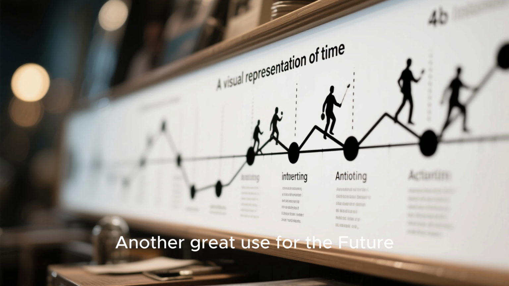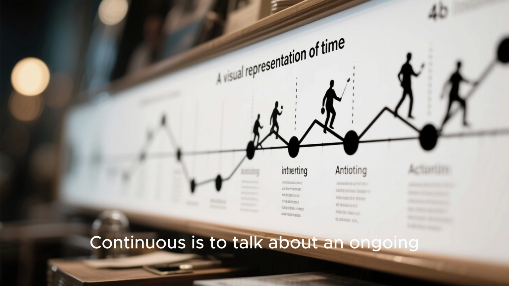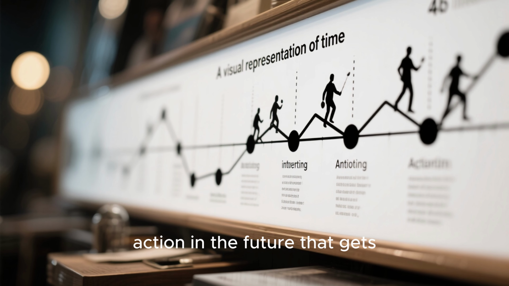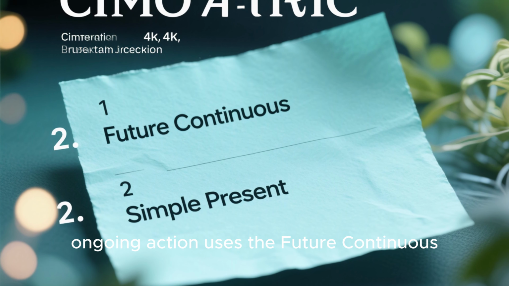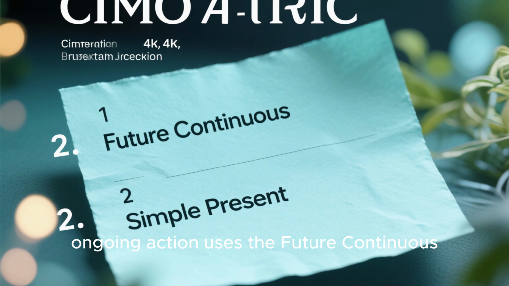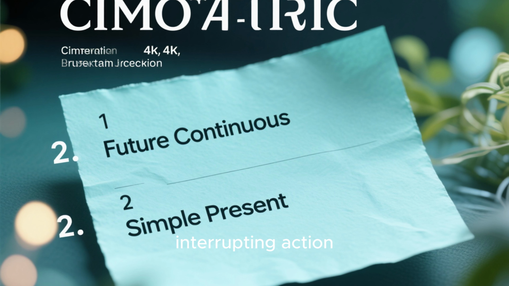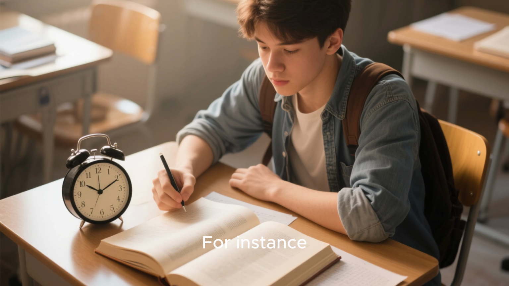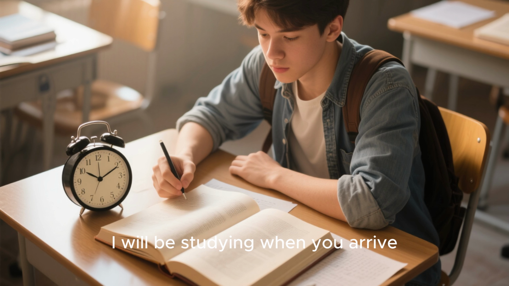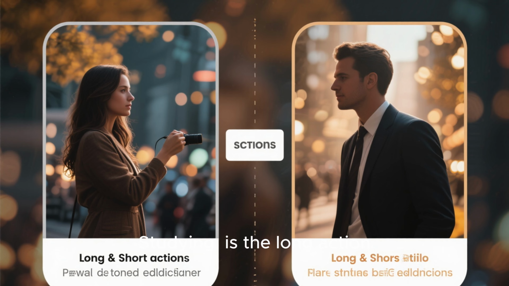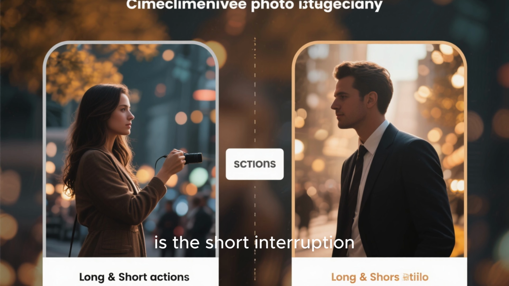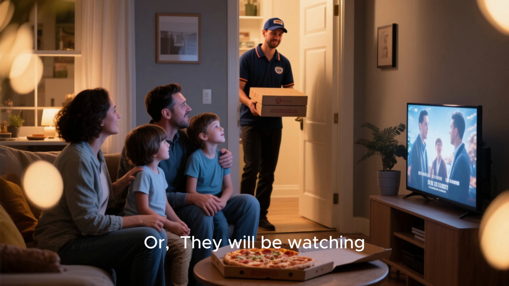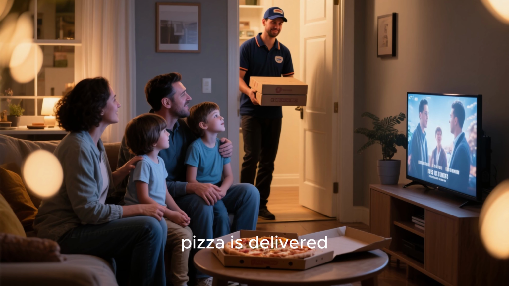Another great use for the future continuous is to talk about an ongoing action in the future that gets interrupted by another, shorter action. The longer ongoing action uses the future continuous, and the shorter, interrupting action uses the simple present. For instance, I will be studying when you arrive. Studying is the long action, and you arrive is the short interruption. Or, they will be watching a movie when the pizza is delivered.